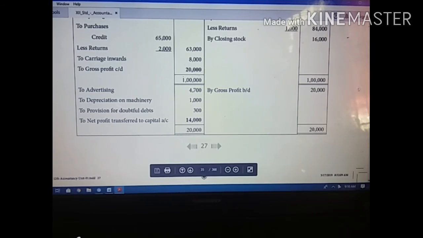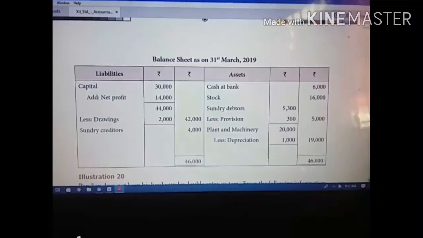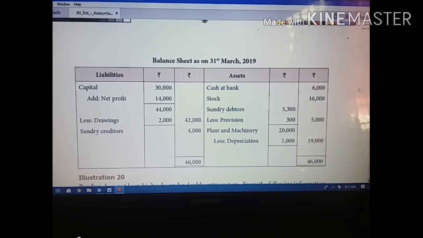Balance sheet capital, we have to find out through the statement of affairs. This is the opening capital. So capital 30,000. From the capital I have to add the net profit. So 30 plus 14, 44,000. Then we have to minus drawings, so 2,000. After that you have to post the original value to the outer column. Then sundry creditors, there is no adjustment in sundry creditors, so directly I have to post the amount in the outer column. On the asset side we have cash at bank.